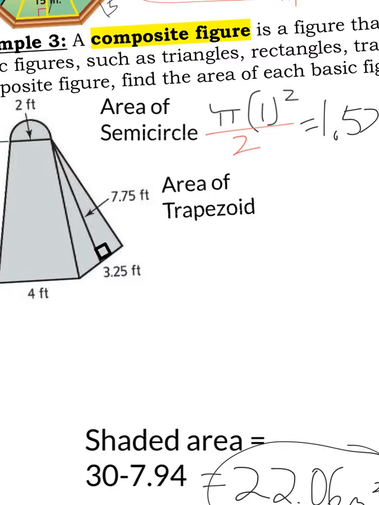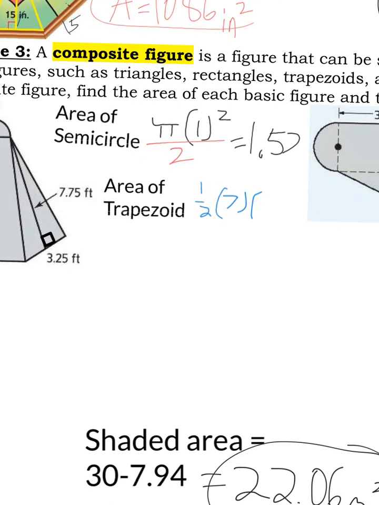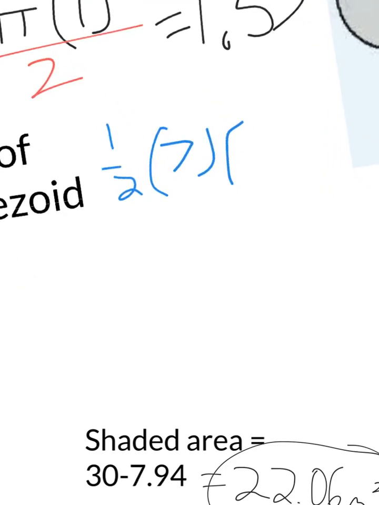Next, I need to find my area of, I guess, my trapezoid. And that formula is going to be 1/2 times my height times base 1 plus base 2. So let's see, what's the height of this trapezoid? It's 7. So 1/2 times 7 times my base 1 plus my base 2, which is 4 plus 2. So 1/2 times 7 times 4 plus 2. Type that in, and that's an area of 21 square feet.